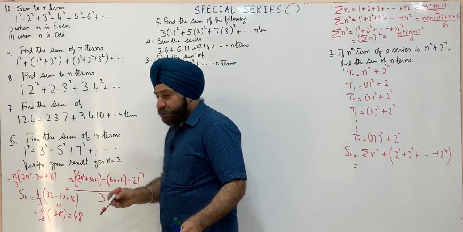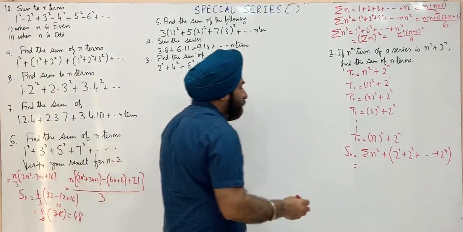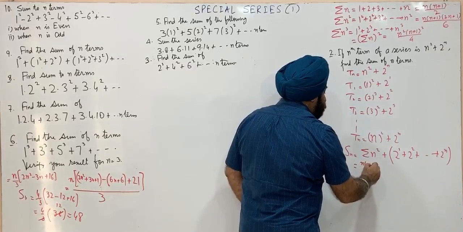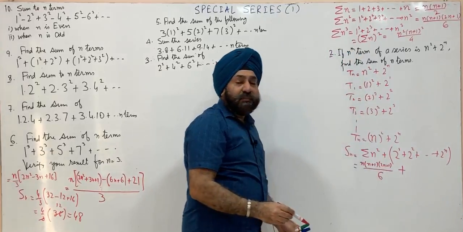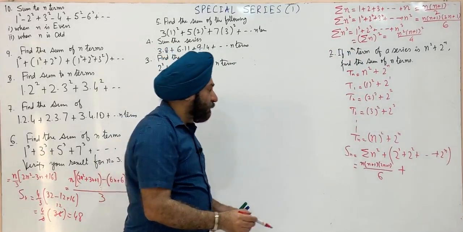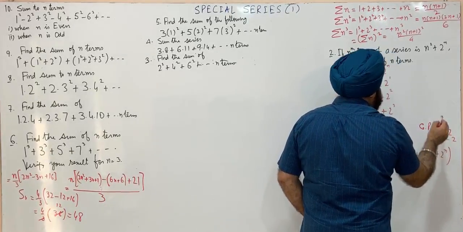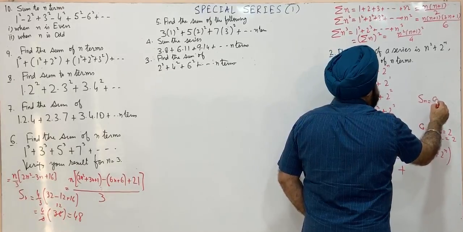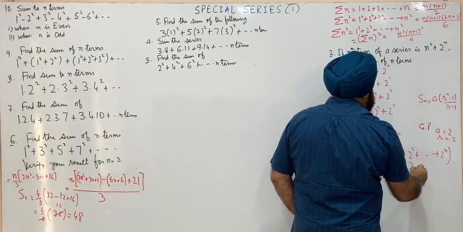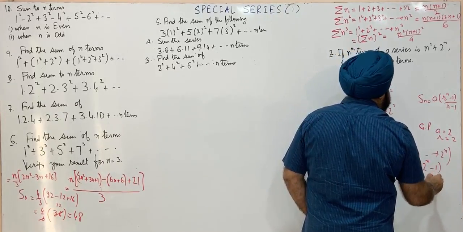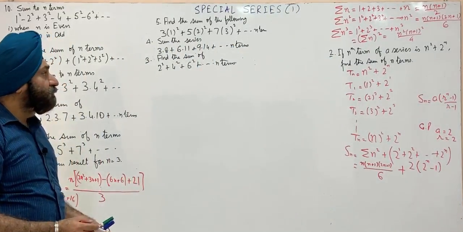We know value of sigma n square. Sigma n square is n into n plus 1. Let's write this is n into n plus 1 into 2n plus 1 upon 6, and in the second bracket we have terms in GP. So this one is GP with first term of 2, common ratio also equal to 2. We know sum of n terms is a into r raised per n minus 1 upon r minus 1. So that's 2 raised per n minus 1 upon 2 minus 1. So this is the answer. This is sum of n terms of the series.